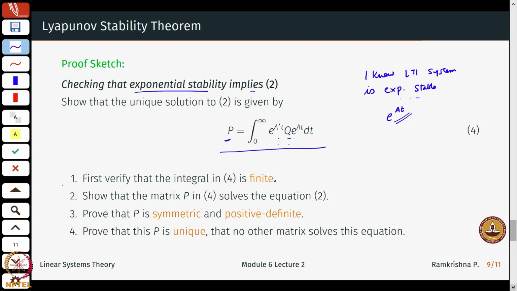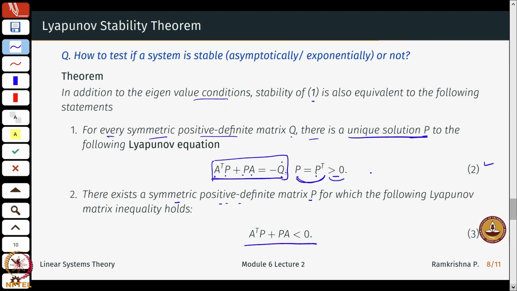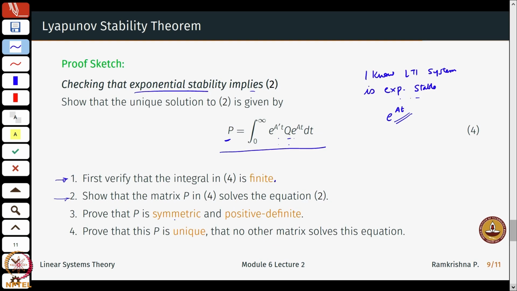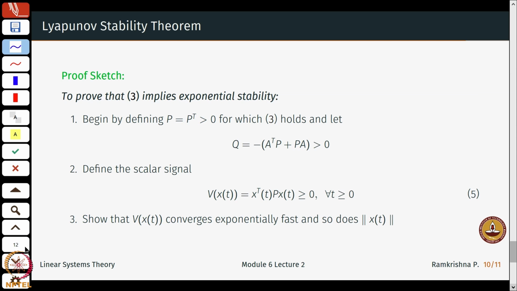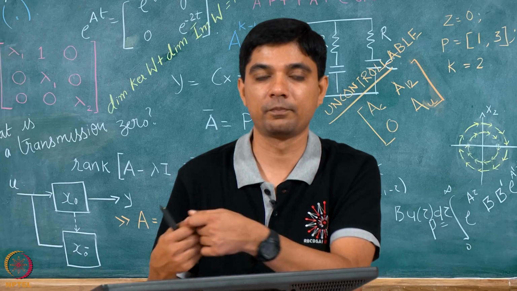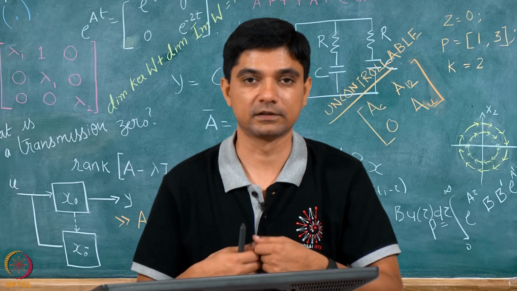So we are done now with these properties. In the first step I verified that the integral is finite. Not only that, I also showed that P solves equation 2, which was essentially this equation. In the third step, I proved that P is symmetric and it is also positive definite. The last one is to show that this P is actually unique, that you cannot have some other P1 or P2 or P prime which solves this equation.